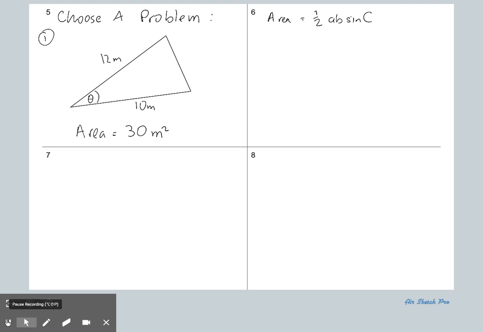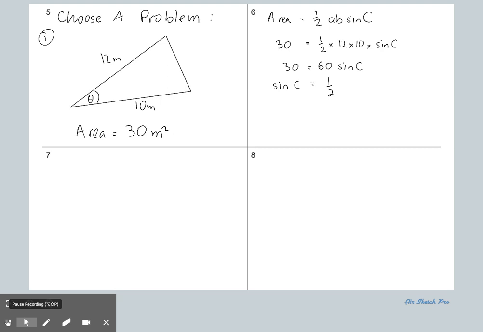Chuck in the stuff I know, right? So the area is 30. So instead of area, I write 30. A and B are 12 and 10. So I go a half times 12 times 10 times sine C. I'm going to simplify the right-hand side there. So I've got 30 is equal to a half times 12, which is 6, times 10 is 60, sine C. I'm going to divide both sides by 60 and flip the sides as well because I'd like to read left to right. So I get sine C is equal to a half.